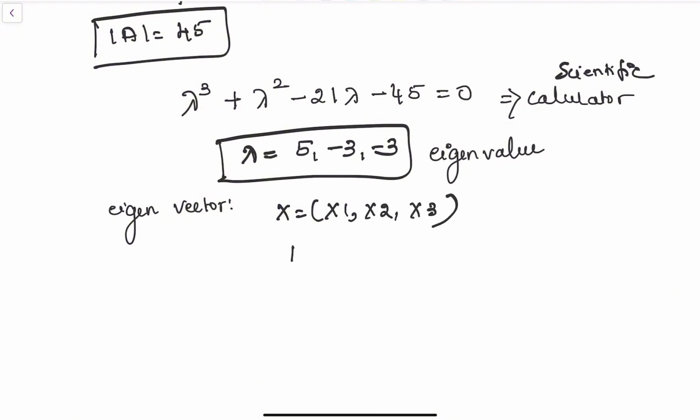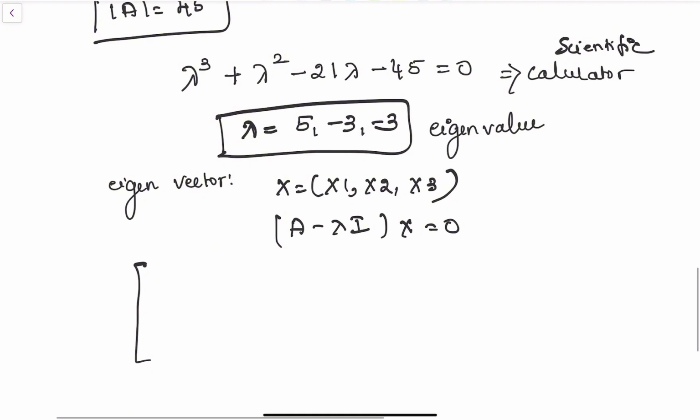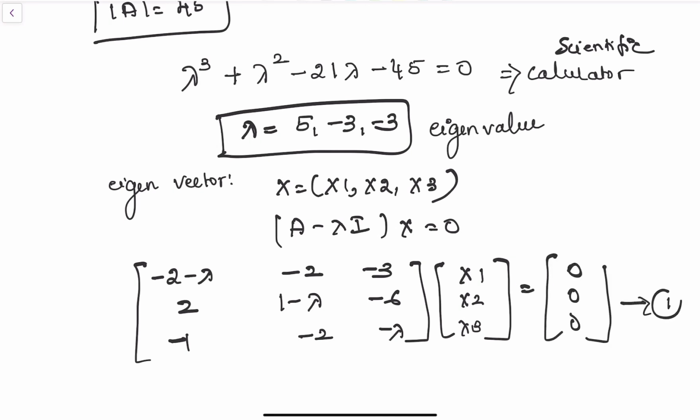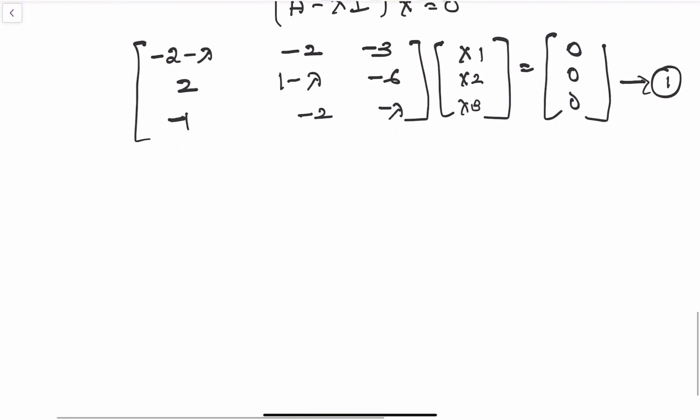Now, what is the formula for finding the eigenvector? It is A minus lambda I into X is equal to 0. So let me write the equation. It is 2 minus lambda, minus 2, minus 3; 2, 1 minus lambda, minus 6; minus 1, minus 2, minus lambda, times x1, x2, x3 is equal to 0, 0, 0. So now we have this equation. Let us go on substituting the values of the eigenvalues and get the eigenvectors one by one.